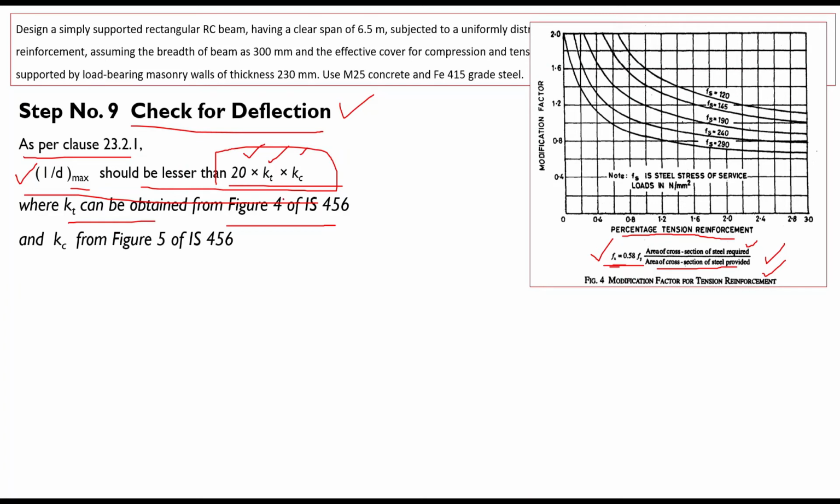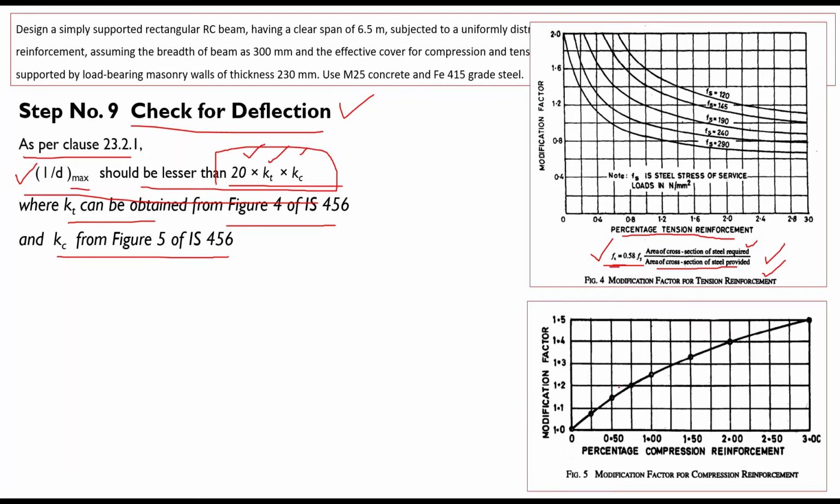Another factor, KC, you have to obtain from figure number 5. You can see here, this is the modification factor for compression reinforcement. In the case of singly reinforced sections it is not required, but in doubly reinforced sections it is, because we are providing some steel as compression reinforcement. So here you have to pick the modification factor based on the percentage of compression reinforcement which we have provided.